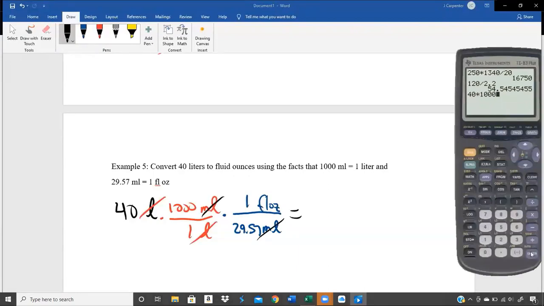Some people might have just known to move the decimal right 3 places as well to convert it to milliliters. That's fine as well. Then you divide this by 29.57. And we get 1352 and some change. We're going to round to the nearest tenth. So the hundredths is a 2. That tells us to round down. The 7 stays a 7. So 1352.7.